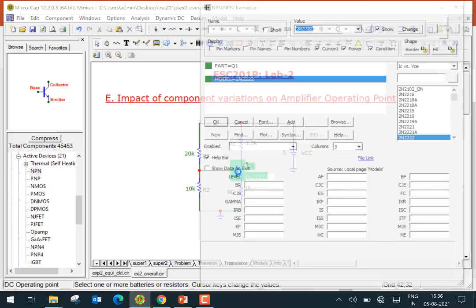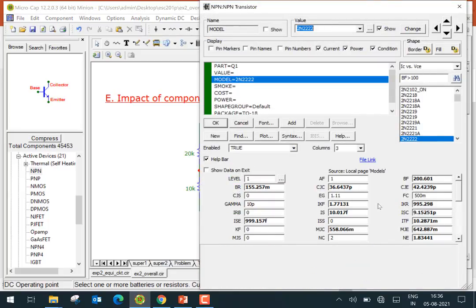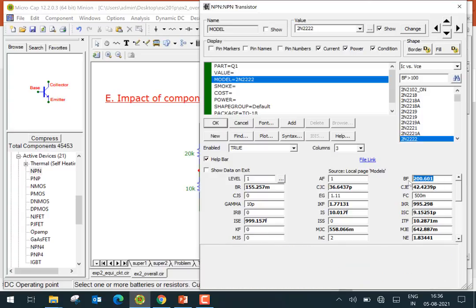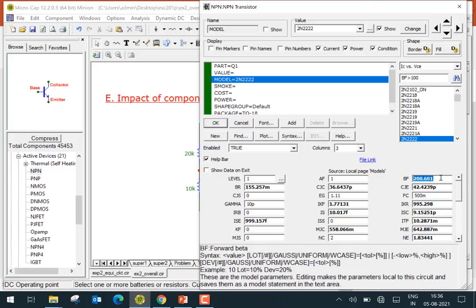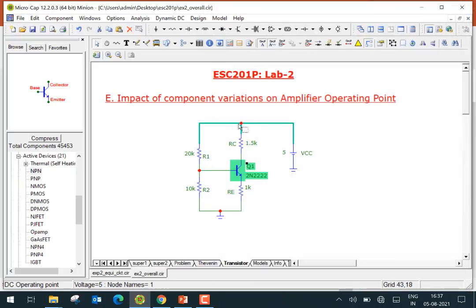Apart from that, if we go and look at the transistor here, if you double click on the transistor, it gives us all the parameters of the transistor. There are a lot of parameters. Let's focus on beta here, the forward beta. Right now the beta is fixed at 200.601. Now the beta of the transistor can also vary, and can vary quite significantly. It may even go as low as 50 and could even go as high as 300. But for the sake of this discussion, we'll take that beta can also vary by, let's say, plus minus 10%.